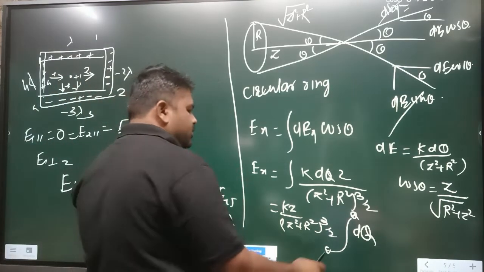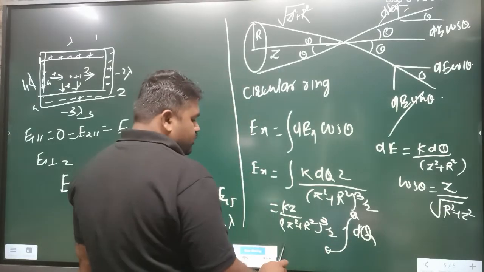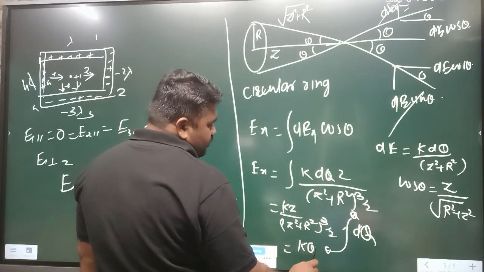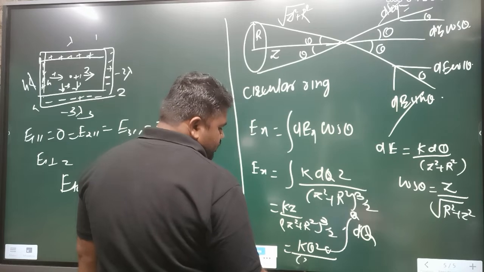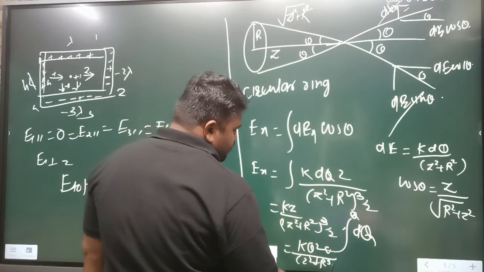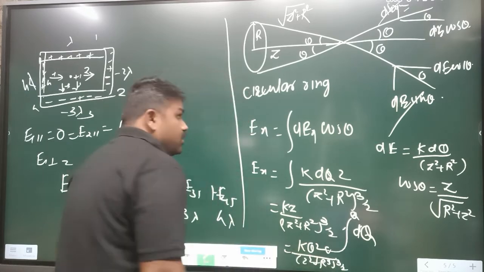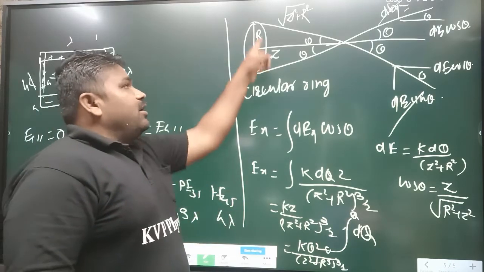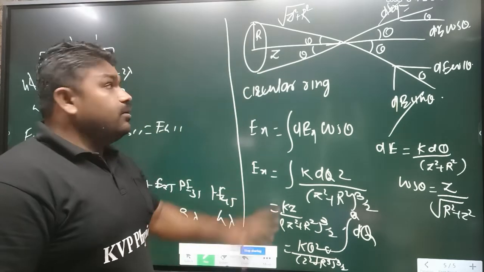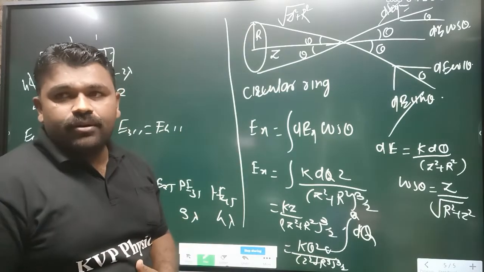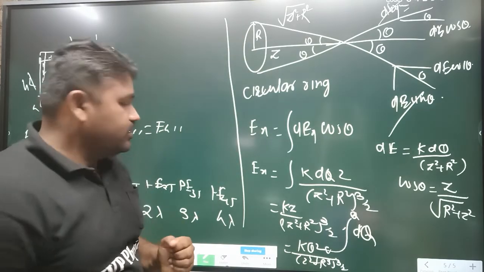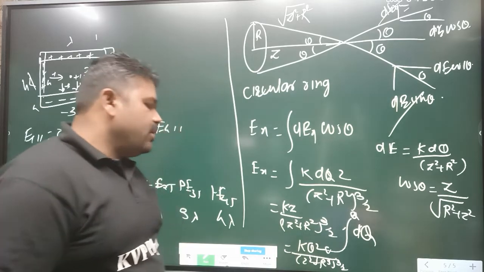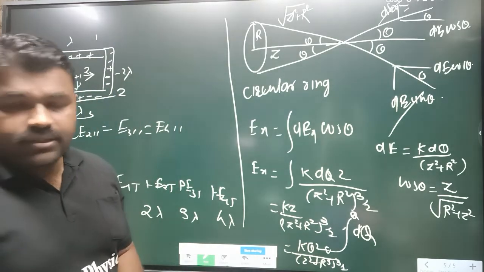We can simply cancel the derivative and integration. This is equal to how much? Q only. kQz upon z square plus r square, bracket to the power 3 by 2. The whole ring contains how much charge? The total ring contains capital Q amount of charge. Yes or no? Means kQz upon z square plus r square, bracket to the power 3 by 2. This one is for a ring.